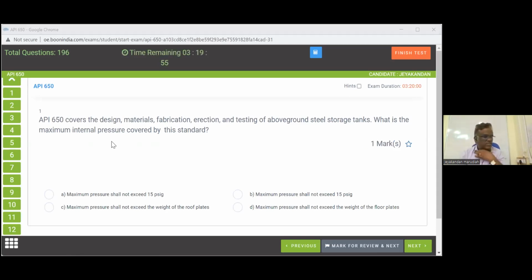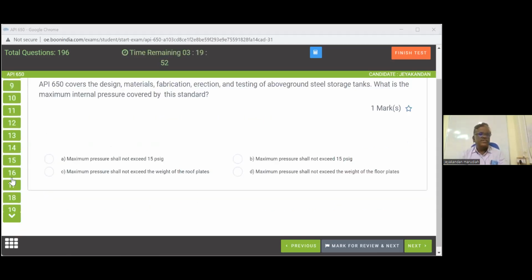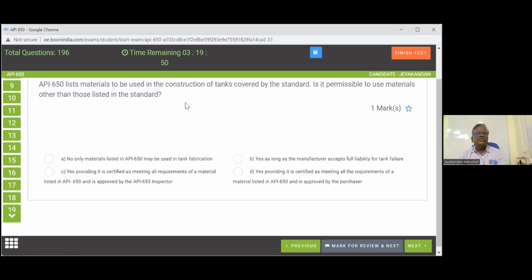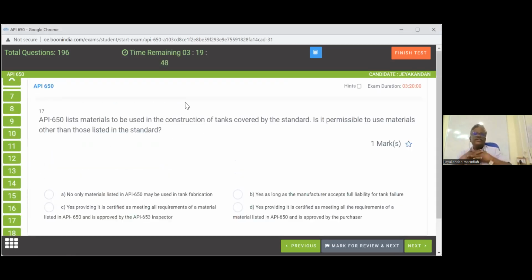Chapter 4 starts from 17 to 35, because I have the numbers. This is where the chapter 4 questions start. Please read. API 650 materials to be used in the construction of tanks covered by the standard. It is permissible to use materials other than those listed in this. Just check your code book, chapter 4, section 4, and answer it. If you are not able to find it, I will answer this. You have section 4, start from the beginning and go.